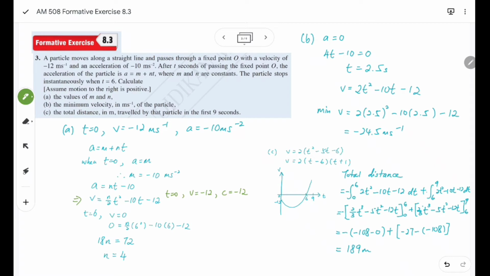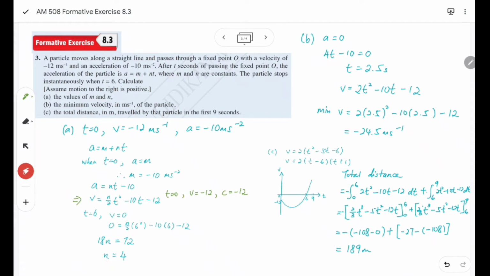Now, when t equals to 6, the particle stops instantaneously. So when t equals to 6, v equals to 0. There we get our n equals to 4.